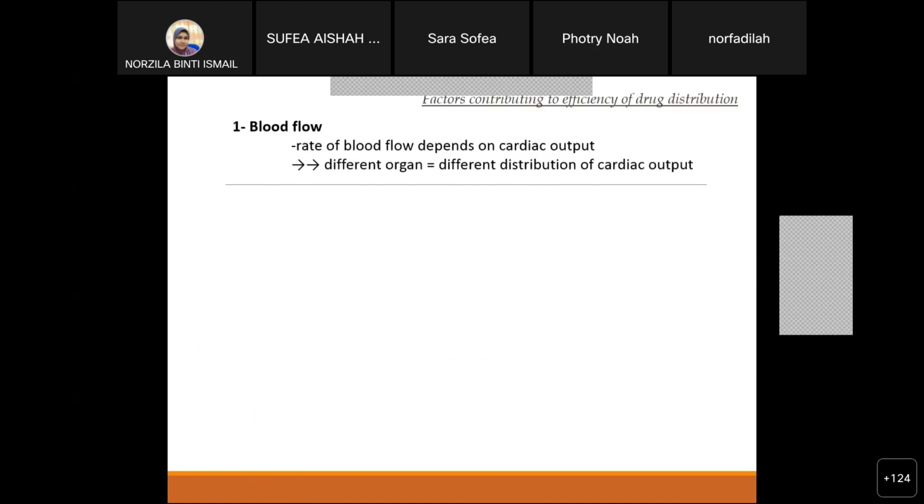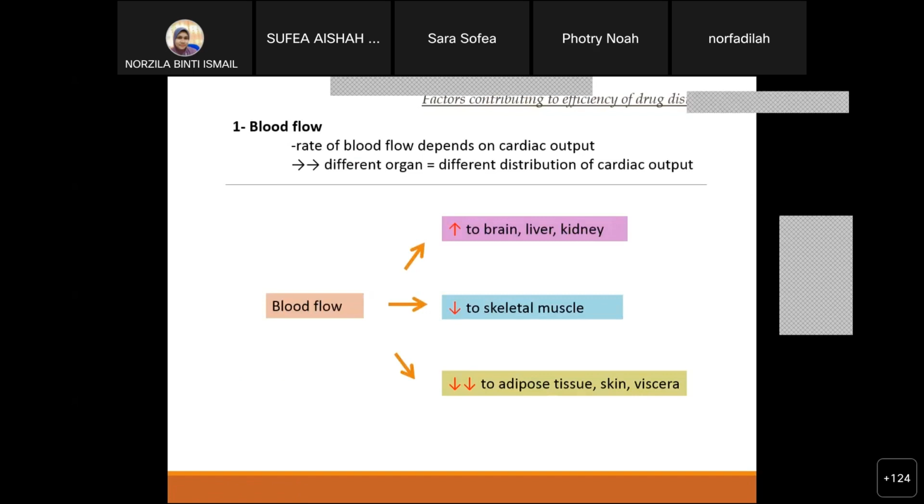Here we go, one by one. The blood flow. We have to know that every organ in our body has different blood flow. The blood flow is very high to the brain, liver, and kidney, moderate to skeletal muscle, and very low to the adipose tissue, skin, and also viscera. Viscera is the blood vessels that surround the organ.